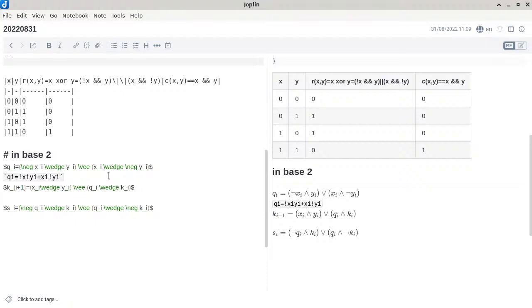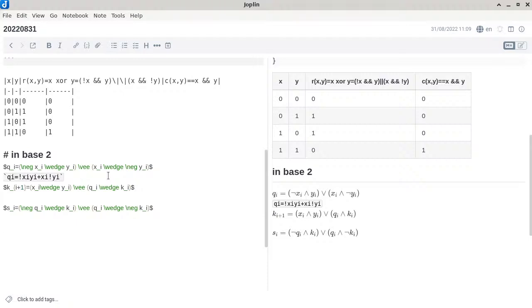Then what I did was to formalize by introducing the nomenclature. This is row X, this is row Y, row Q, row K, and row S. And then the digits are separated into column 0, column 1, and column 2. So now everything has a place. I can refer to all the individual digits, still in base 10, right?